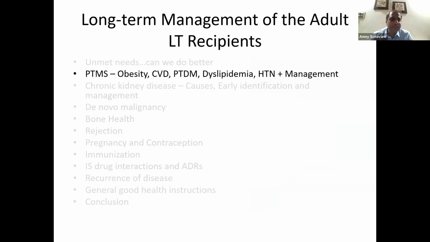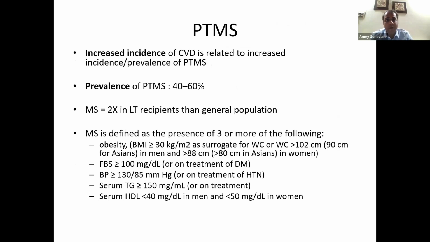The first topic that I would like to talk about is post-transplant metabolic syndrome, and it includes a gamut of problems: obesity, cardiovascular disease, post-transplant diabetes, dyslipidemia, and hypertension. And we look at each of these separately and how we manage this in the long run. We all know that metabolic syndrome is very common post-transplant. The prevalence is around 40 to 60%. If the patient has metabolic syndrome, that patient has a higher incidence of developing cardiovascular disease. And in general, transplant recipients have twice the propensity of developing metabolic syndrome as compared to the general population.